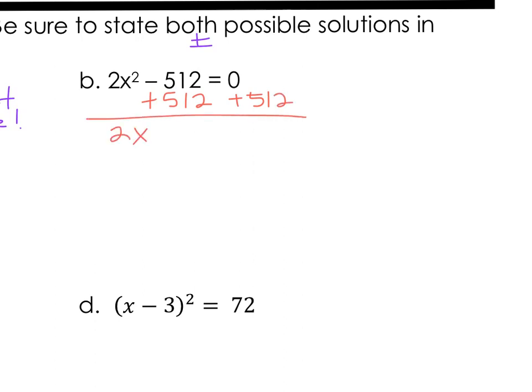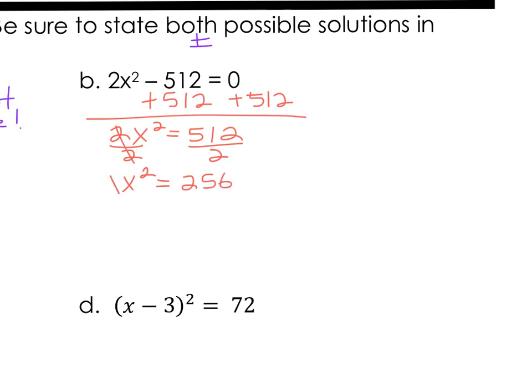That gives us 2x squared on the left equals 512 on the right. But to truly get x squared by itself, we need to get rid of the coefficient of 2. Let's divide that out and see what happens. I've isolated x squared on one side, and on the other side, 512 divided by 2 is 256.